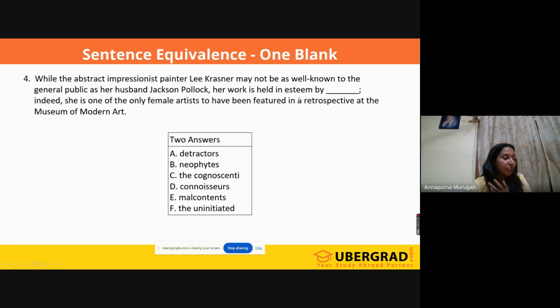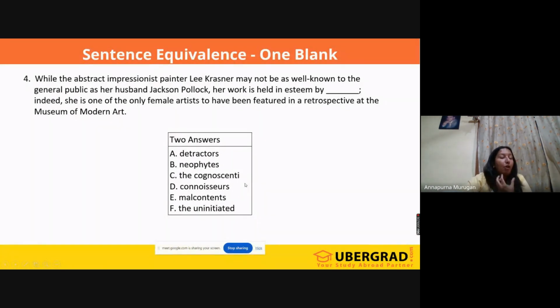Connoisseur is expert. Very good. So held in esteem. Esteem is what? Something great. So esteem by some great people. If her work is considered great, great by whom? Great by some expert. Indeed, she is one of the only female artists to have been featured in a retrospective at the Museum of Modern Art. So that means it is esteemed by whom? Some experts.